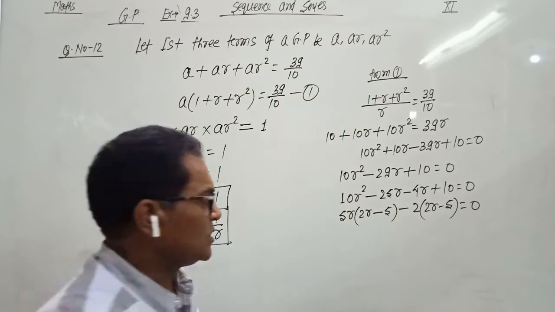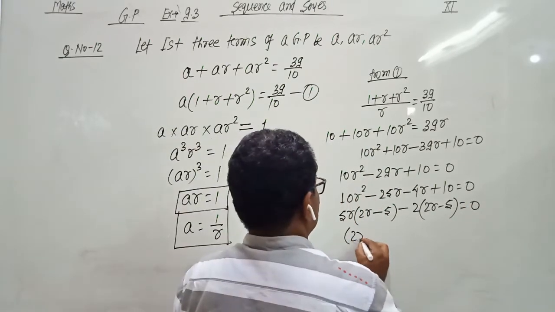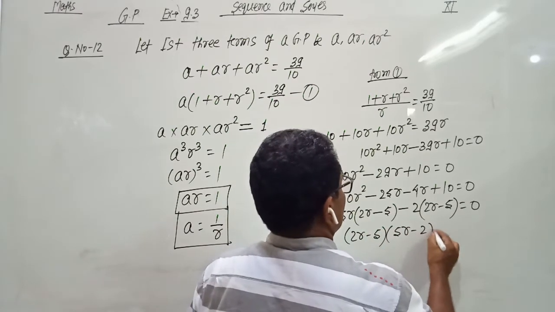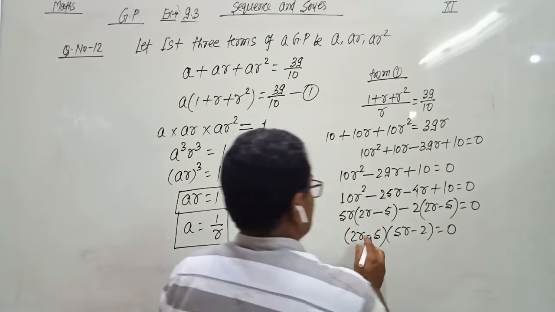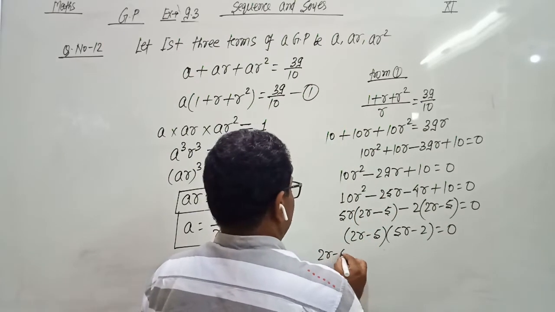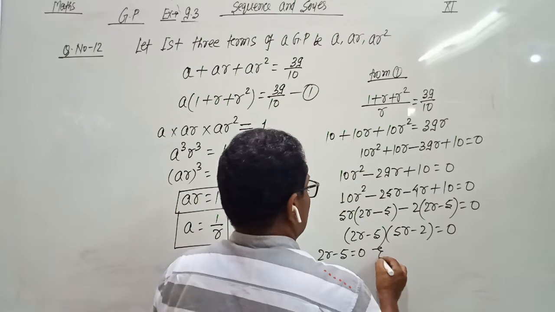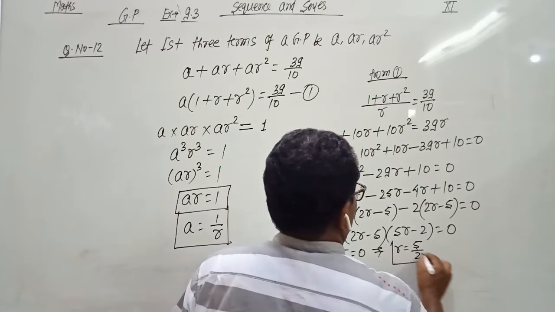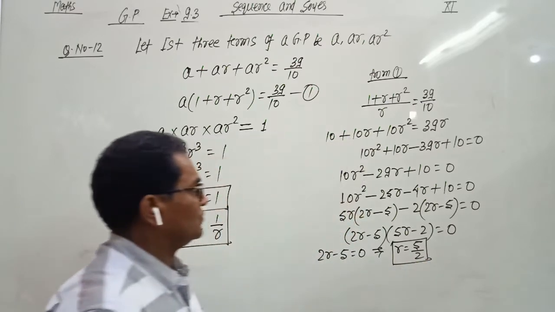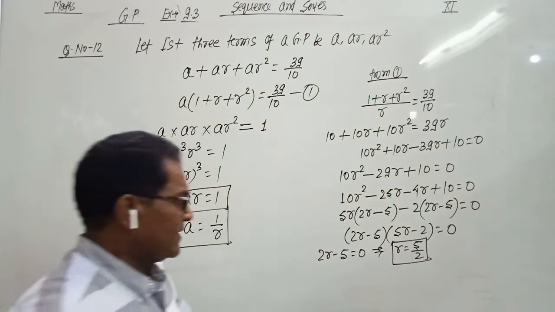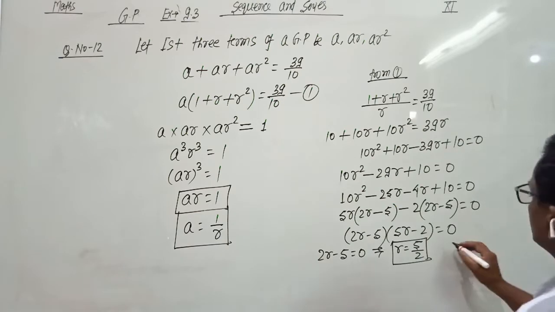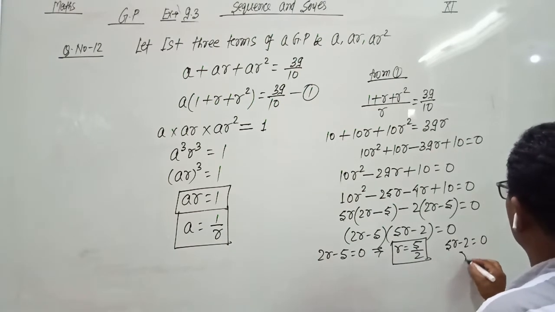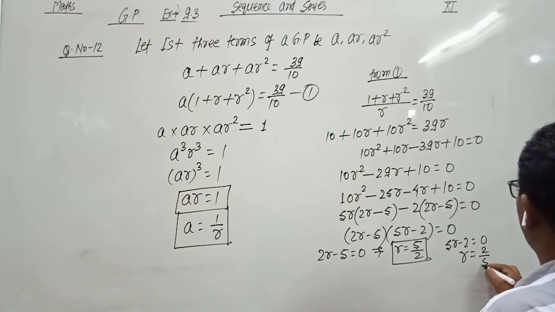And from these two terms, 2R minus 5 is common, so we get 5R minus 2 equals 0. So either 2R minus 5 equals 0, then the value of R will be 5 by 2, or when 5R minus 2 equals 0, then the value of R is 2 by 5.